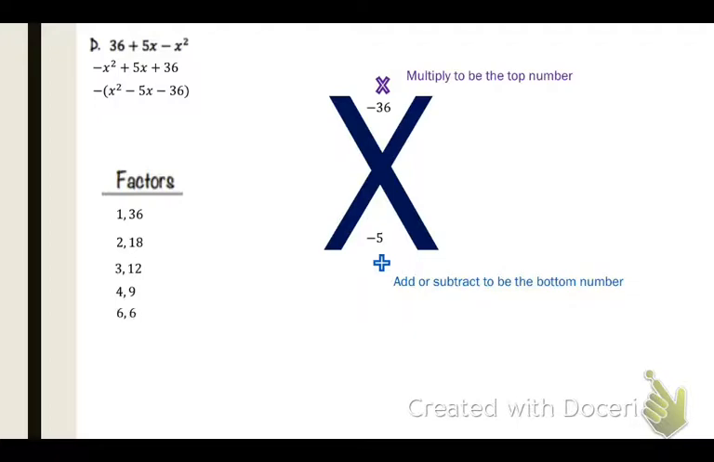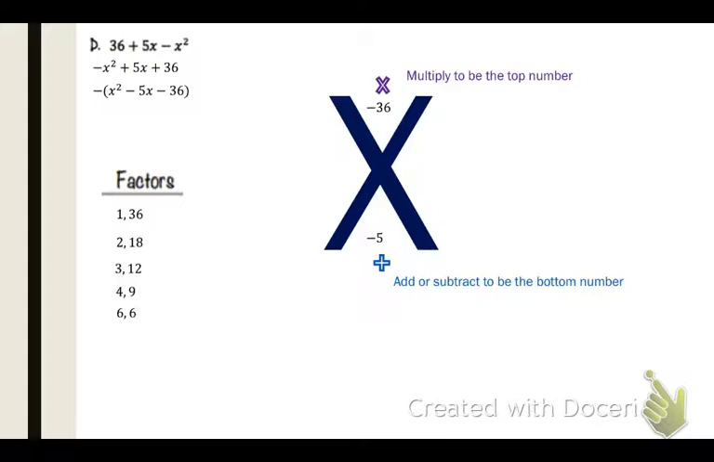Okay, I'm going to ignore the signs for now. It needs to be a negative 5, but let's add and subtract these until we can just get 5, because if we can get 5, we can get negative 5. So let's look at the first factor. 1 plus 36 is 37, does not help us. 36 minus 1 is 35, still doesn't help us. 2 plus 18 is 20, nope. 18 minus 2 is 16, no. 3 plus 12 is 15. 12 minus 3 is 9. We're getting closer, but we're not there. 4 plus 9 is 13. 9 minus 4 is 5. So we know that it's going to be 9 and 4. Okay?